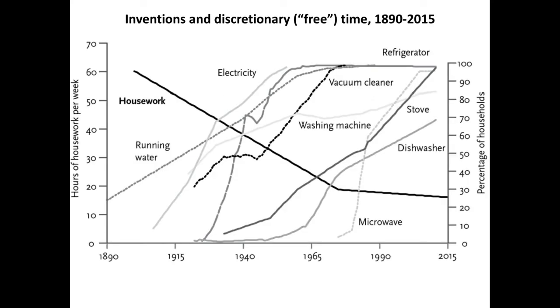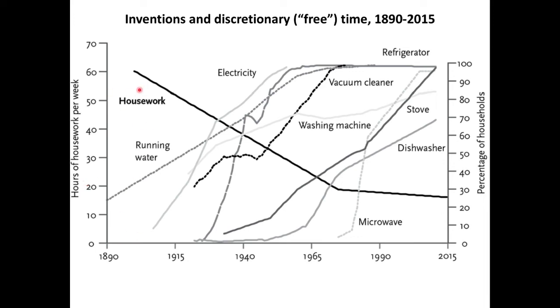This is perhaps one of my favorite graphics that I came across in a book a few years ago. And I want to walk through it just again to give you some historical context. It's simpler than it seems. The x-axis is time from 1890 through 2015. The y-axis is the hours of household work per week. So imagine your household, all of the things that you had to do in your household to maintain your home, the cooking, the cleaning, etc.